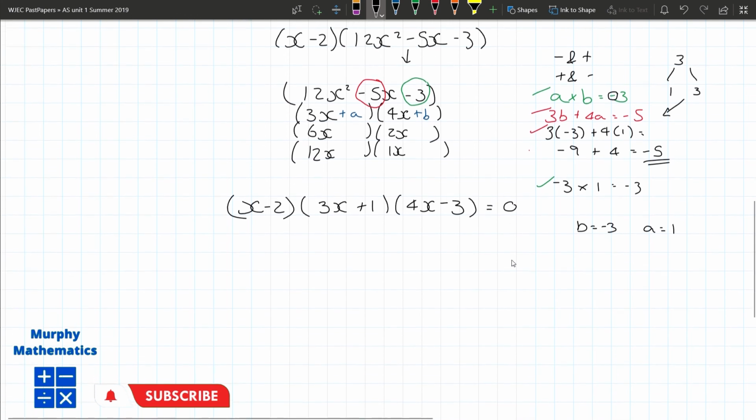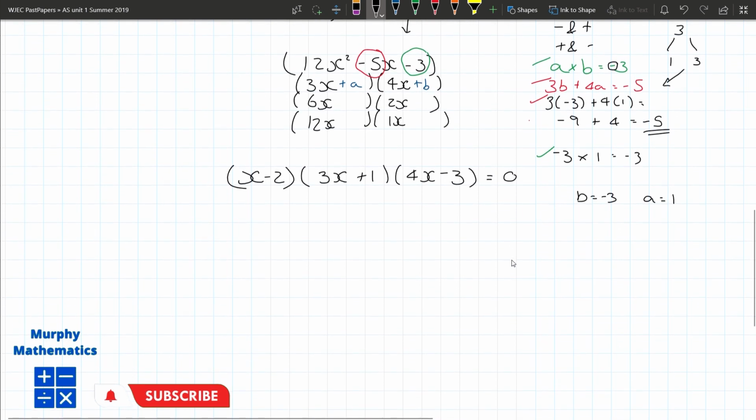So now what we need to do is find what x is to make that whole equation equal 0. So x equals positive 2, because if we put positive 2 in for x, that whole bracket will equal 0, and our whole equation then equals 0. And then the same theory for all of them. So now we're going to have minus a third and then positive 3 quarters. And then that's our solution.